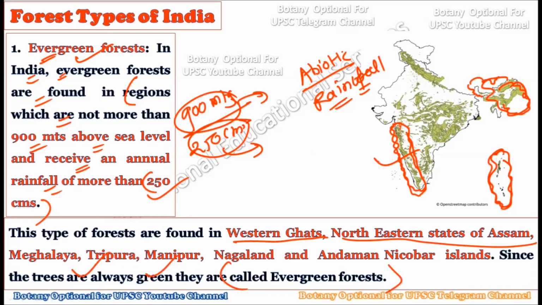So basically, the evergreen forests are those areas where there is a forest which remains evergreen throughout the year, and it is receiving up to 50 centimeters of rainfall. Hence the right abiotic conditions are there for the evergreen forest. The Western Ghats, the northeast states, and the Andaman Nicobar are typical examples of the evergreen forest.